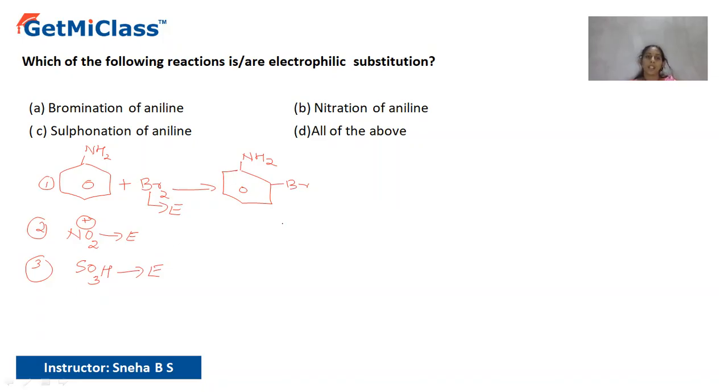Therefore the correct answer for the above question is option D, that is all of the above. Bromination of aniline, sulfonation of aniline, and nitration of aniline, all the three come under electrophilic substitution reaction.